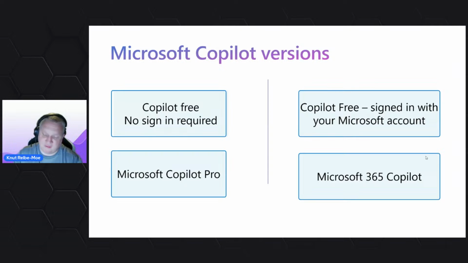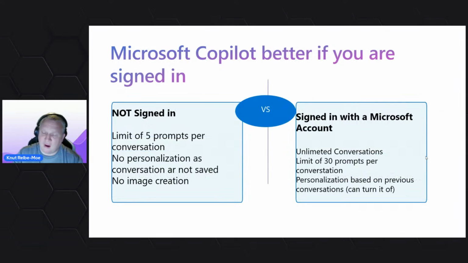Or you have the Microsoft 365 Copilot. This is the enterprise version of Copilot. And as you can see, there are some differences here if you are signed in or not. So, for instance, if you are not signed in, you are only allowed to type 5 prompts per conversation. So, it's a big limitation. There's no personalization, and conversations are not saved. And you can also not use Copilot image creation. So there are a lot of reasons why you should sign in, because then you have more prompts. You get personalization based on previous conversations. It's something you can, of course, turn off if you don't want it to remember. But again, it's just a better experience.